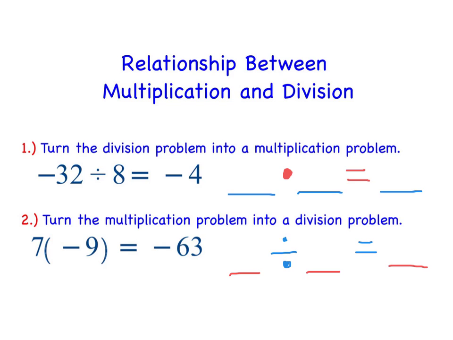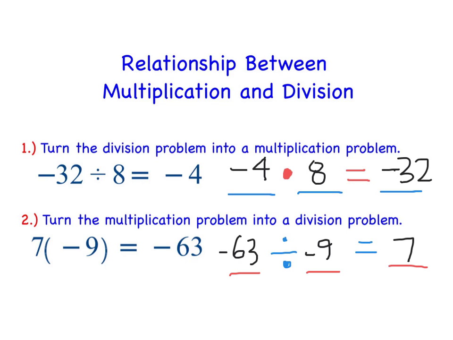I will tell you that there are multiple different answers for each of these 2 questions. So yours might be different but similar to the one that I give. All right. So one way that we could have changed the first problem into a multiplication problem is writing the number sentence -4 times 8 equals -32. Okay? To turn the multiplication problem into a division problem, we could have written -63 divided by -9 gives us 7.